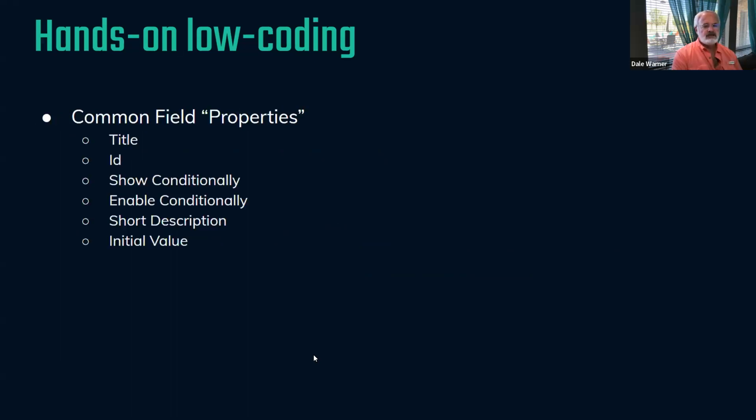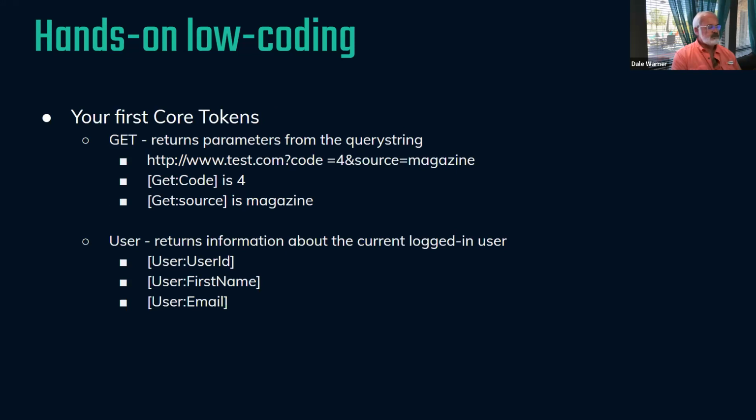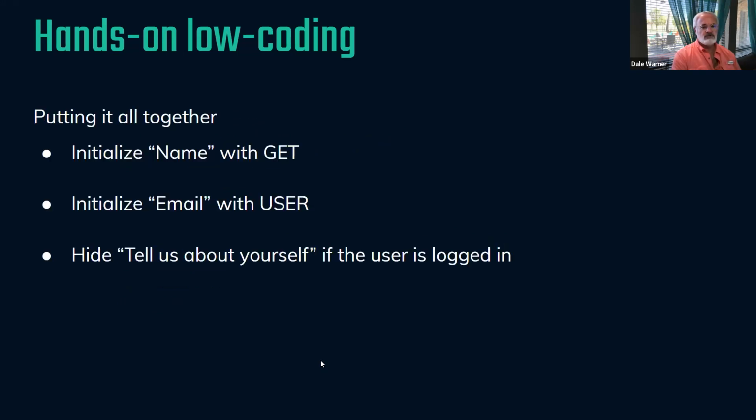So let's review the previous episode. We took a look at the common field properties, like setting a title and an ID for your field, whether or not it shows, so there's a condition to handle whether or not the field shows or is enabled, and what the short description and the initial value are. We introduced you to some core tokens, the get token that gets information off the query string, the URL up in the top of your browser. And we also introduced the user, so you can get user ID and first name and email and things like that. So a couple of core tokens.